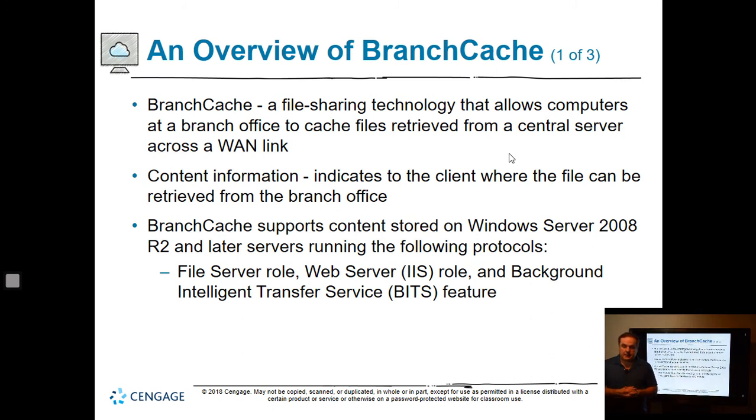So file sharing technology allows computers at a branch office to cache files retrieved from a central server. So when you go from a branch office to a main office, your access to that office may be very slow. So let's say user A goes in and opens a very large file. That file will come across the WAN, maybe through a VPN tunnel, whatever it is, and that user will open the file. So they close the file. All right, great. Now user B wants to access that file. You don't want to have that really slow access again. So the file is cached locally at that remote site. So when user B goes to open it, it'll be opening it up locally rather than across the slow WAN connection. That's what BranchCache does.